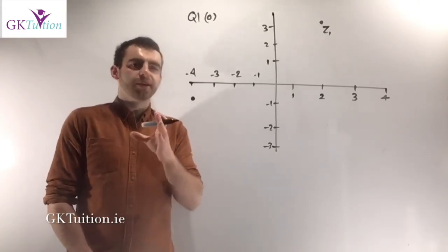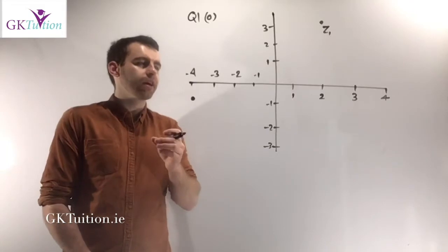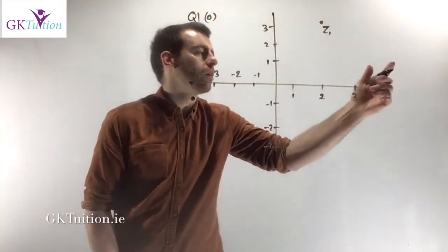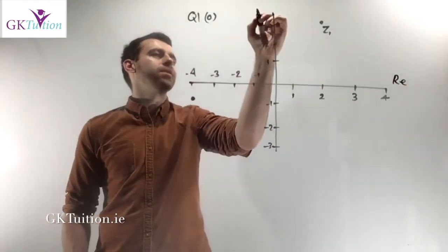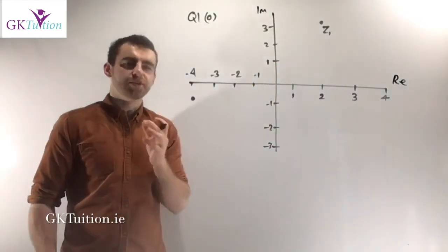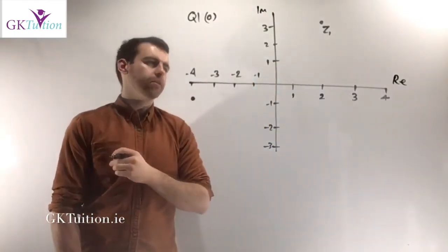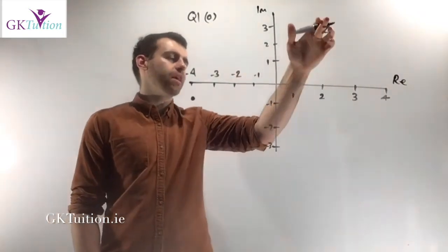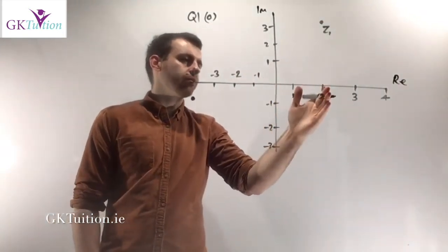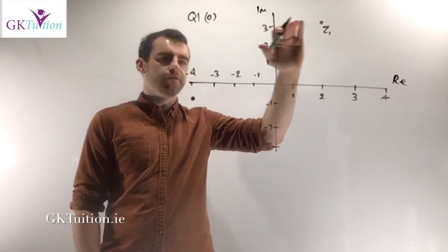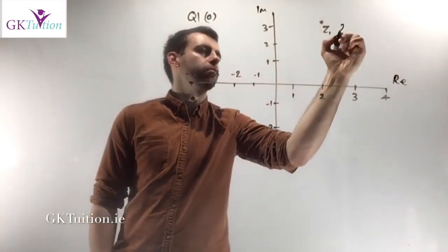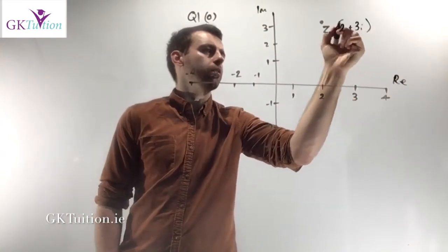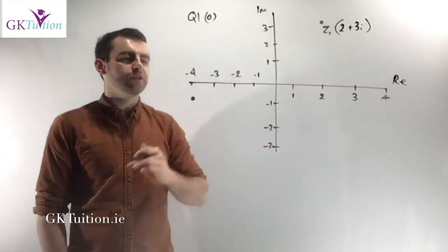In the first part of question 1 here, we're given an Argand diagram where the horizontal line represents the real axis and the vertical line represents the imaginary axis. And two complex numbers have been plotted. The first one is Z1, and it clearly has a real value of 2 and an imaginary value of 3. So if I was to write this as a complex number, it would be 2 plus 3i. So the real element is 2, the imaginary element is 3.